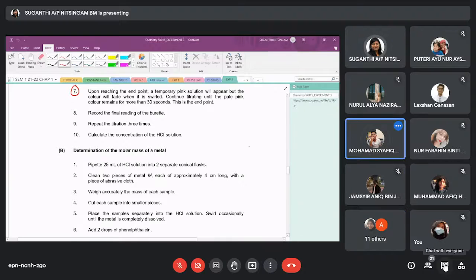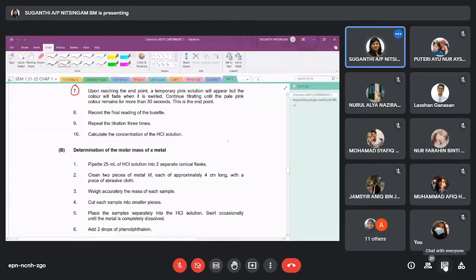Okay, there are 2 types of balance. One is an analytical balance, another one is a top loading balance. But in experiments we usually use the analytical one. Analytical is 4 decimal places, top loading is 3 decimal places. So you will weigh accurately. You can put a beaker first, press tare, and then put the metal to get the mass of the metal.